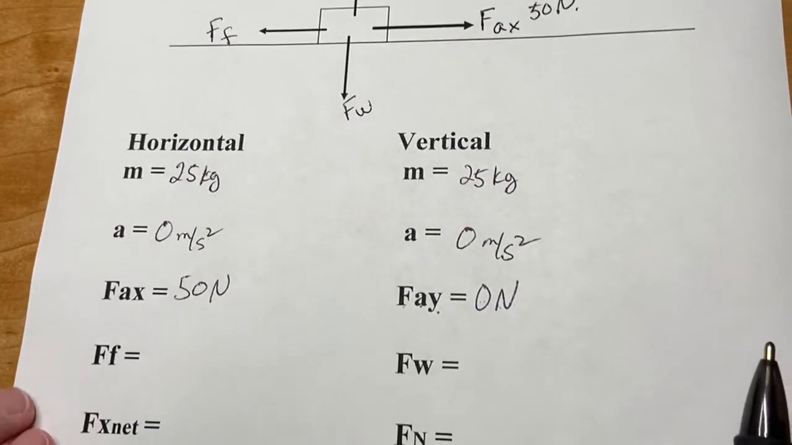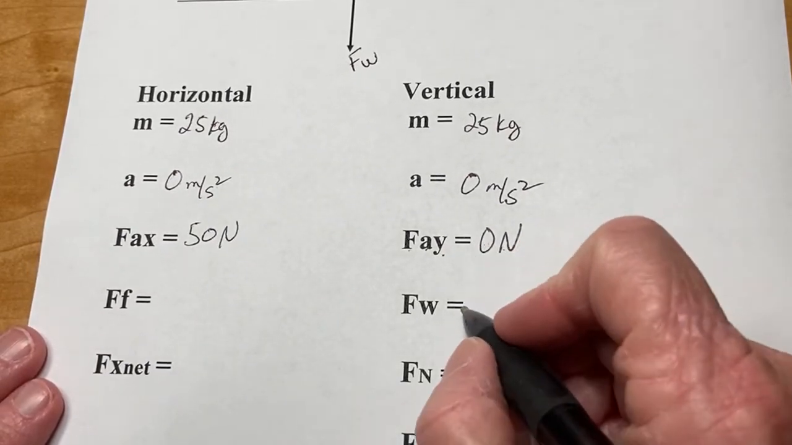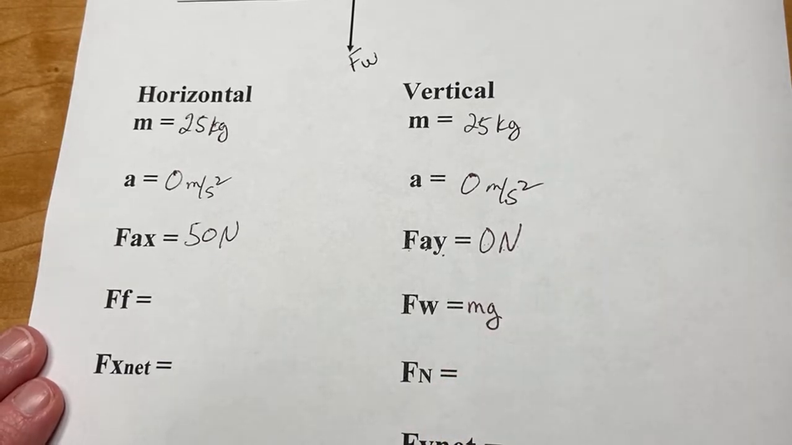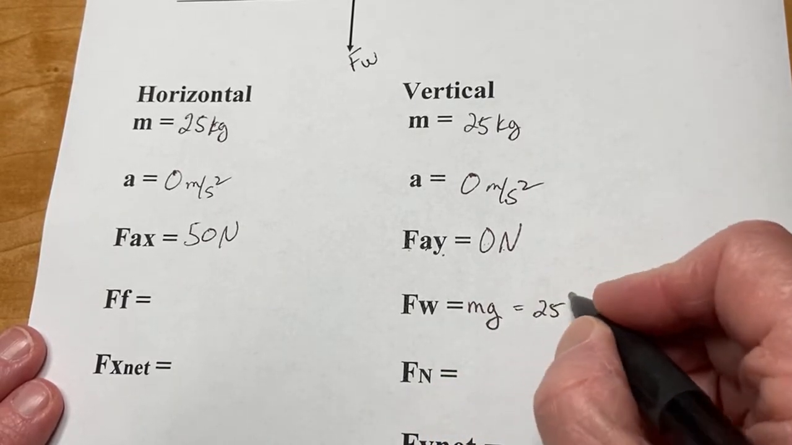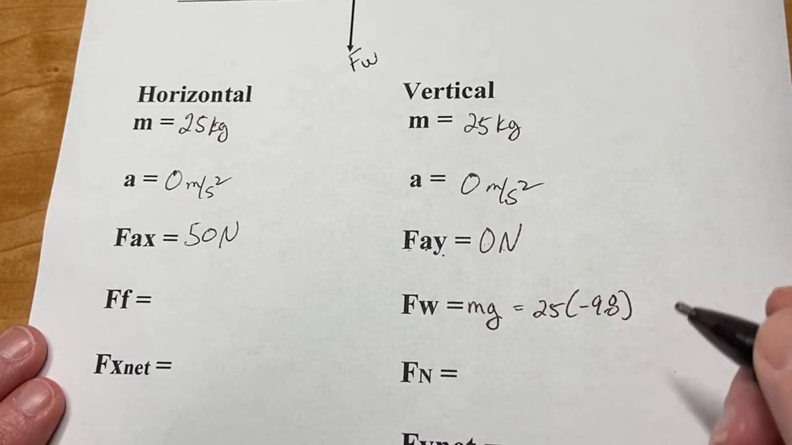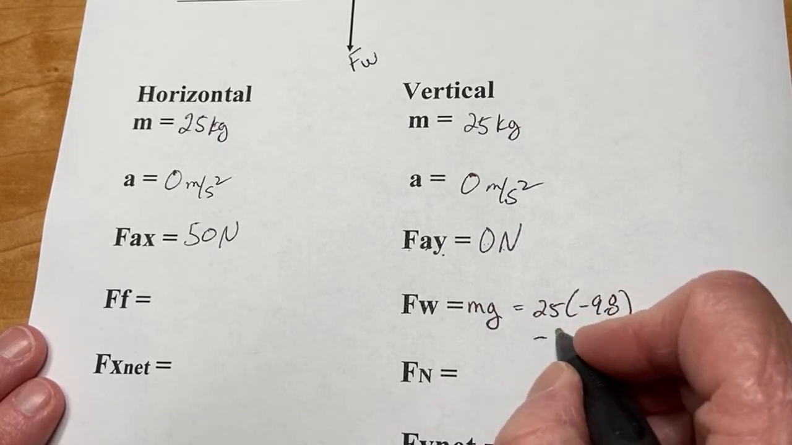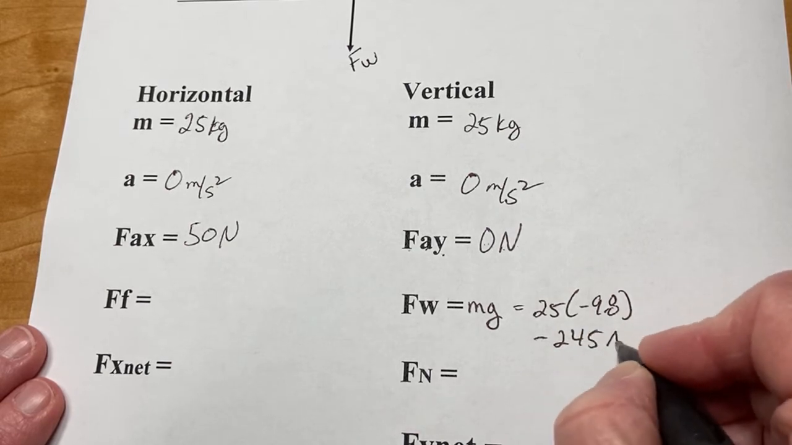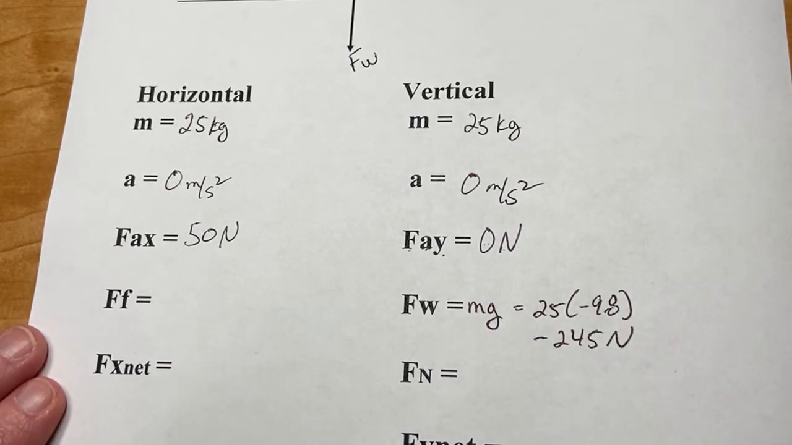Okay, so let's do some things we have some formulas for. FW we know is mg. So in this case, it's 25 times negative 9.8, and it's down, so it's going to get a negative. Multiply those out, you're going to get negative 245 newtons. Okay.